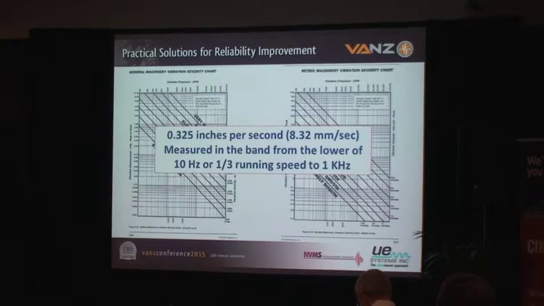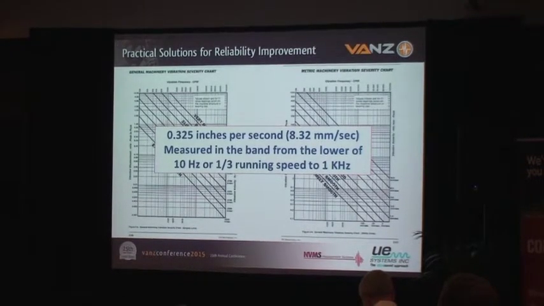And it had to be measured in the band from the lower of 1/3 running speed or 10 hertz up to 1 kilohertz. This was the threshold that, if I was out monitoring machinery in the nuclear plant, by regulation I had to make sure that all of our machinery complied with. If anything vibrated more than 0.325 inches per second, I was required by regulation to do some level of additional evaluation and make some kind of corrective action recommendation. Doesn't matter what machine it was.